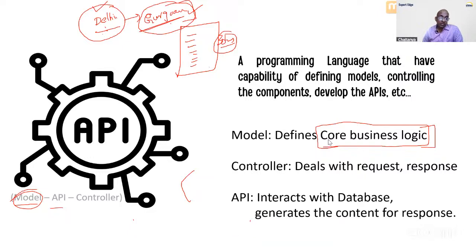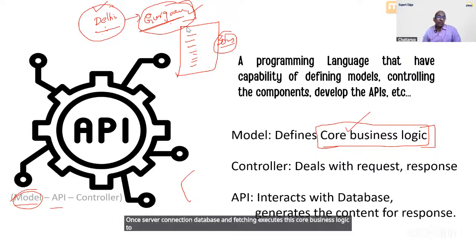Once the server connects to the database, it executes this core business logic to get the required data from the respective table, the buses table. And we need only the buses which are traveling between Delhi and Gurgaon. That's it.